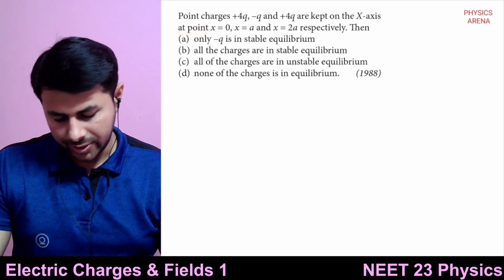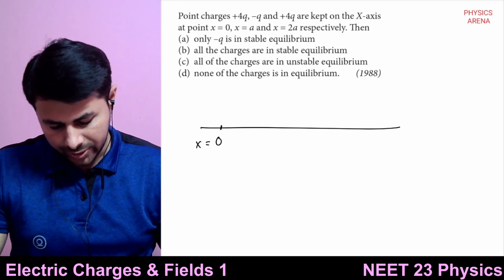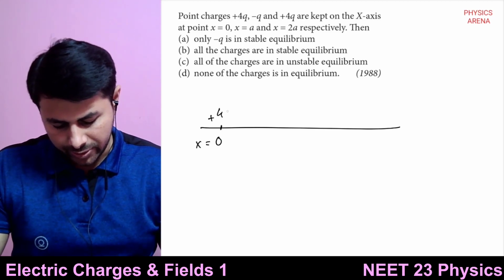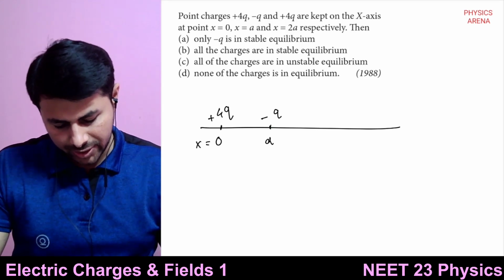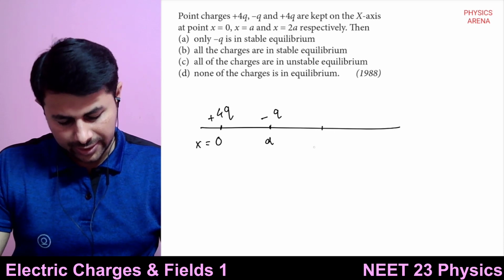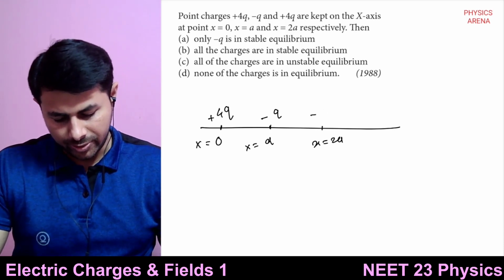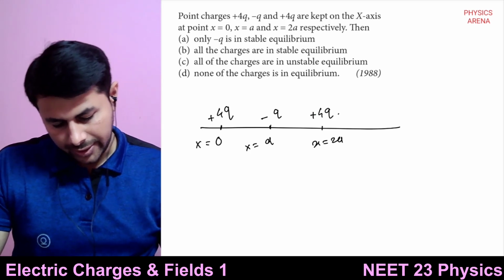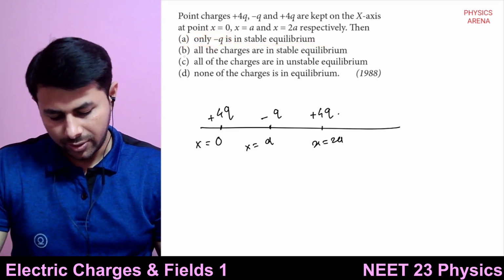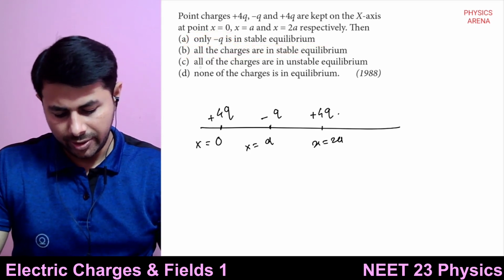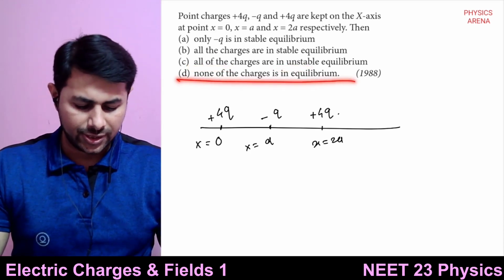So next question is, point charges plus 4q, minus q and plus 4q are kept on the x-axis. Okay, so at x equal to 0 there is charge plus 4q. At x equal to a there is charge minus q, and at x equal to 2a you have plus 4q, right? Then only minus q is in stable equilibrium. All the charges are in stable equilibrium. All of the charges are in unstable equilibrium. None of the charges is in equilibrium.